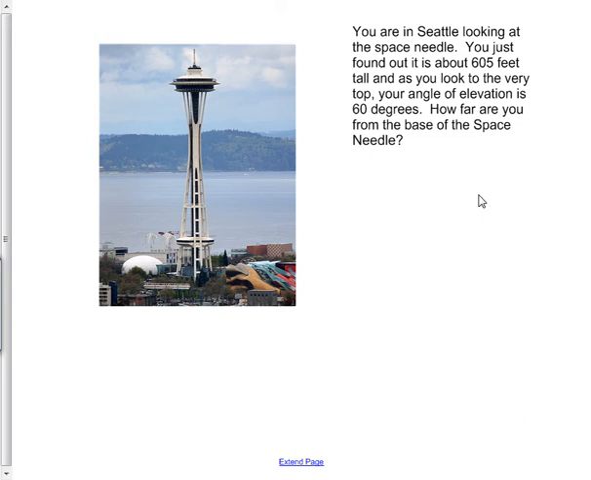So let's say all of us are in Seattle and you are looking at the Space Needle. You just found out it is about 605 feet tall, and as you look to the very top, your angle of elevation is 60 degrees. With all of these problems today, and in your homework, you're going to want to draw a lot of pictures and figure out what trig function you want to use. We know the height of the Space Needle is 605 feet. The problem tells us that.